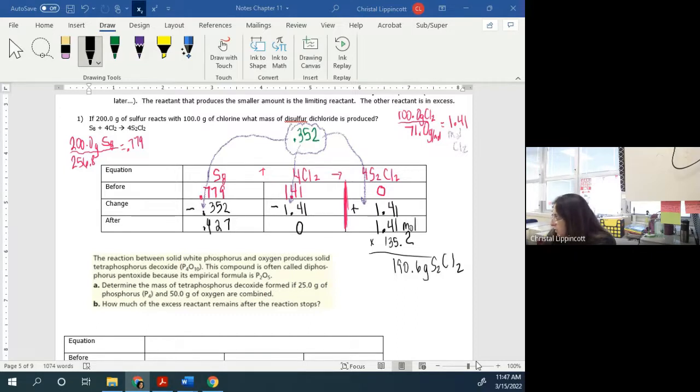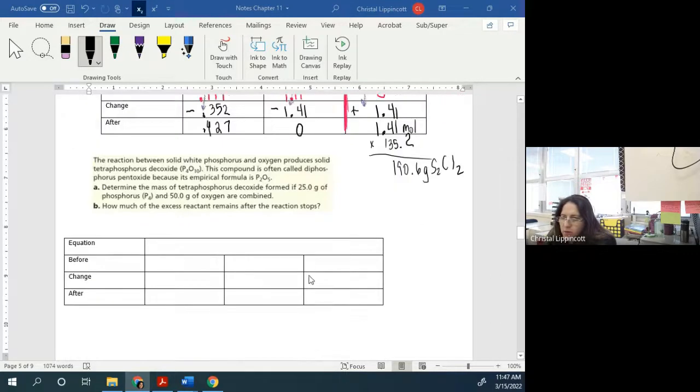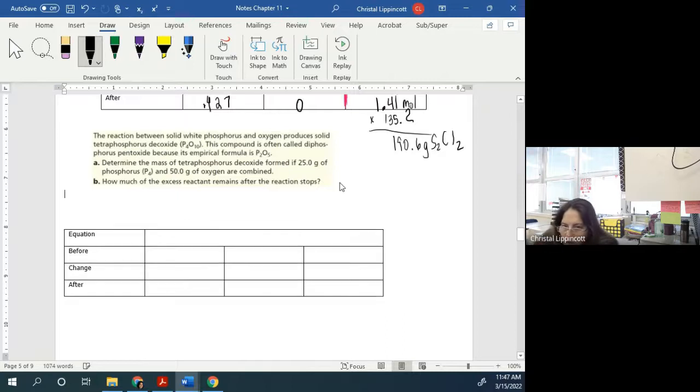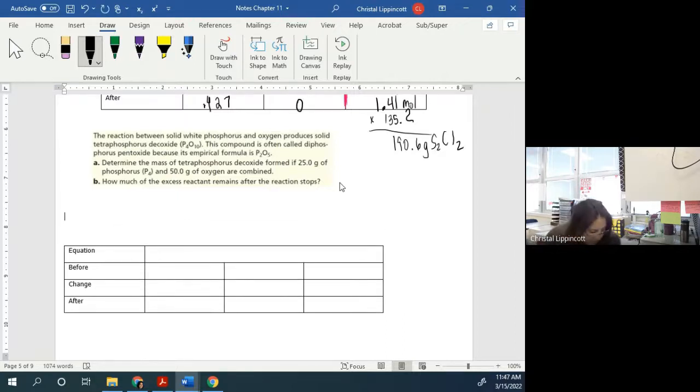All right, good. Ready to move on? All right, let's try another one here. This one, the equation for this is P4 plus 5O2 yields P4O10.